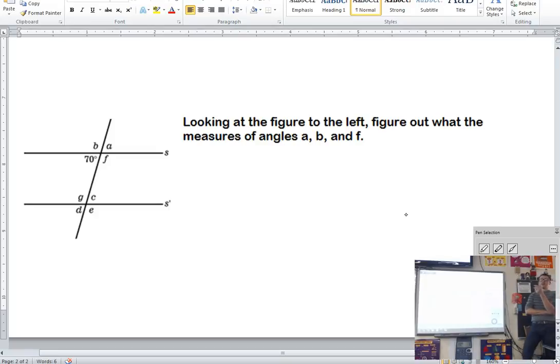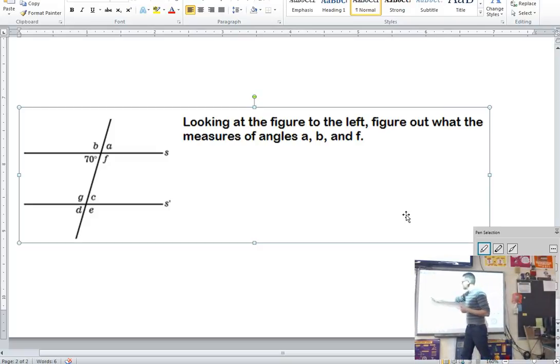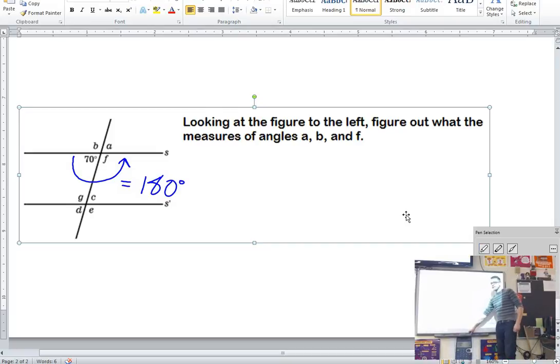Okay, how do we figure that out? So you said F, right? What do we know about the 70 degree with F together? Is that going to be together? Is the angle acute, right, obtuse, or straight? Straight. What does that mean it measures? 180. So if together they measure 180, how could I figure out what F equals?